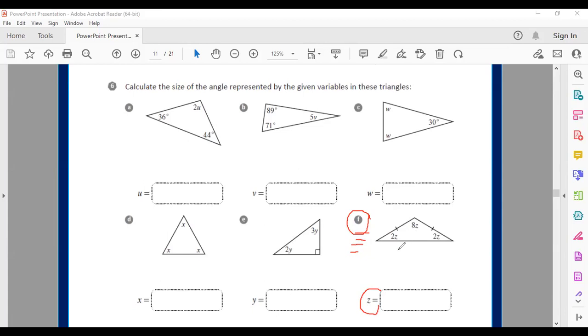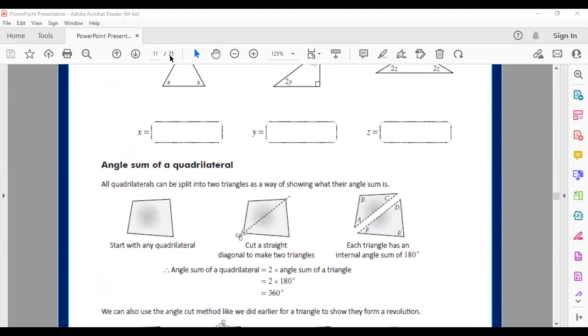How did I get 15? Altogether there is 12Z. And that's equal to 180 degrees. So Z is equivalent to 180 divided by 12. Please write that out. And that's equal to 15. Okay. What's next?